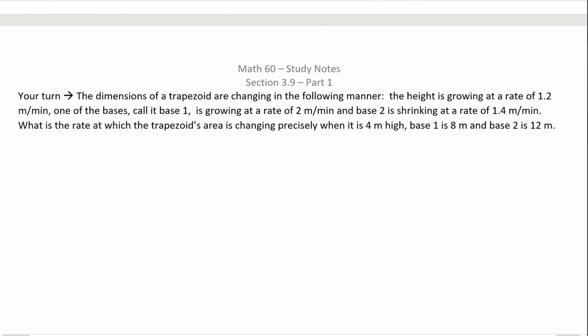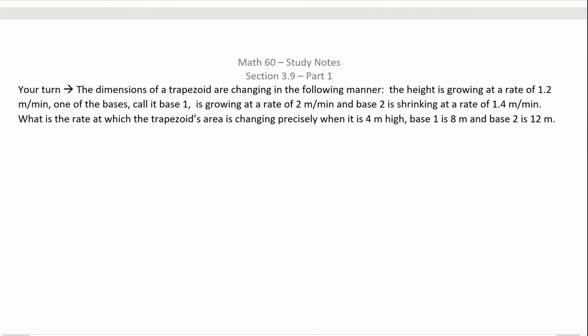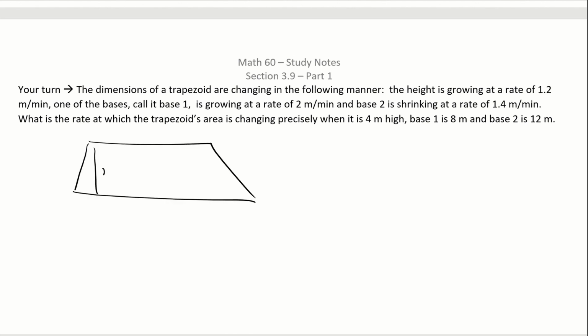This one's yours. So this is where, after you've got that one understood, pause your recorder, try this one on. You have, in this case, 4 variables. Okay. Go. Coming back. Hi. The dimensions of a trapezoid are changing in the following manner. The height is, okay, trapezoid. Here we go. There it is. There's the height. There's a base 1. There's a base 2. I don't care which is which.